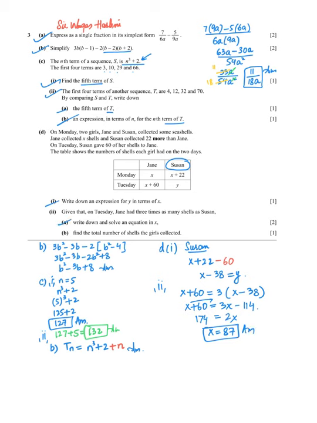Alright, moving on to the next part B, it says find the total number of shells the girls collected. If you read the question carefully, on Monday they are collecting some shells, so the shells they collected is basically x plus x plus 22. You have the value of x, so it's 87 plus 87 plus 22, and that leads to 196, and that is your answer.